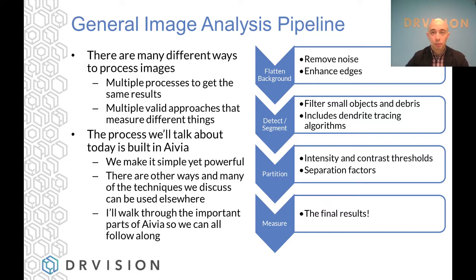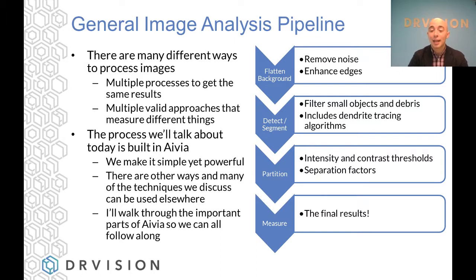So one general image analysis pipeline that you can keep your eye out for in this presentation looks as such. First, we want to flatten the background. We want to do things like remove noise and enhance edges. Then we want to detect or segment the important parts of the image. So we're going to filter out small objects and debris, and this will include things like dendrite tracing algorithms as well. Next, after we have segmented the important parts of the image, we want to partition them or separate into the appropriate separate objects.